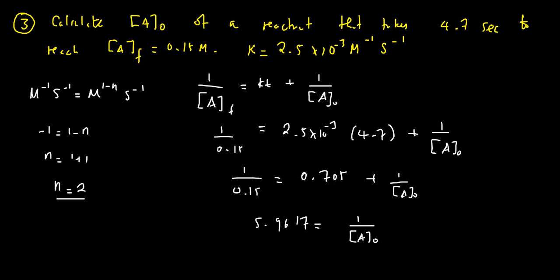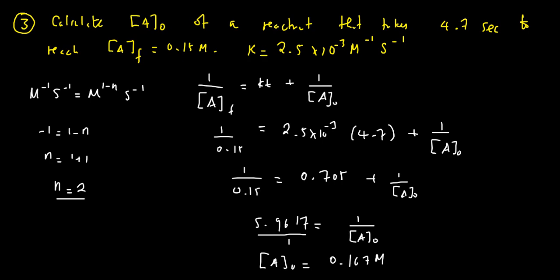For me to find the initial concentration of A, since the initial concentration of A is in the denominator, I'll take it to the numerator. This number is over 1, so if I take 1 down and A on top, I'll swap this side also: 1 will go up, 5.96 will come down. So it will be 1 over 5.9617, and that will give you 0.167 molar. So this is how you determine the concentration.